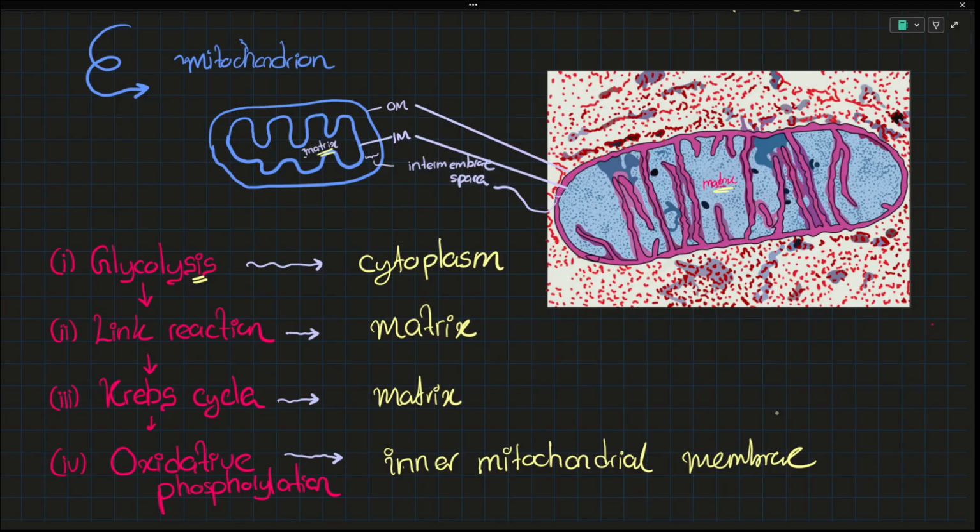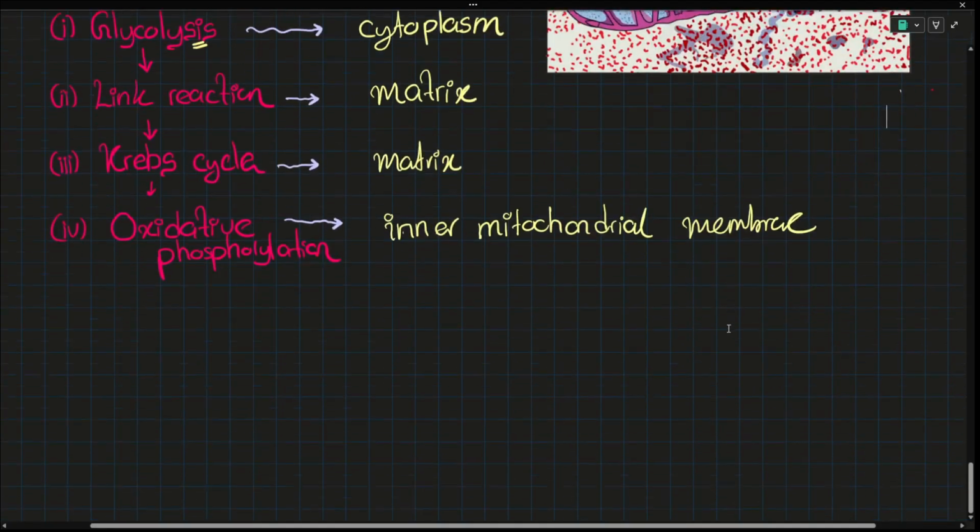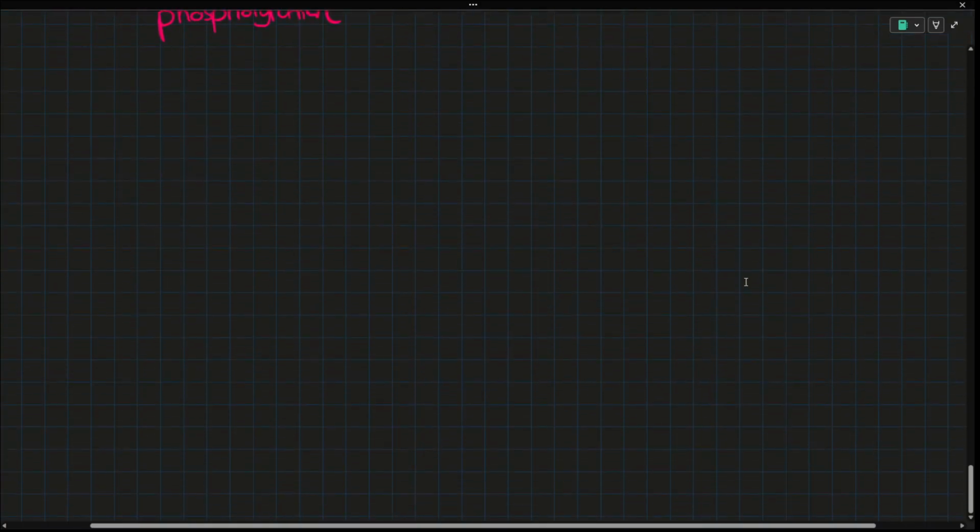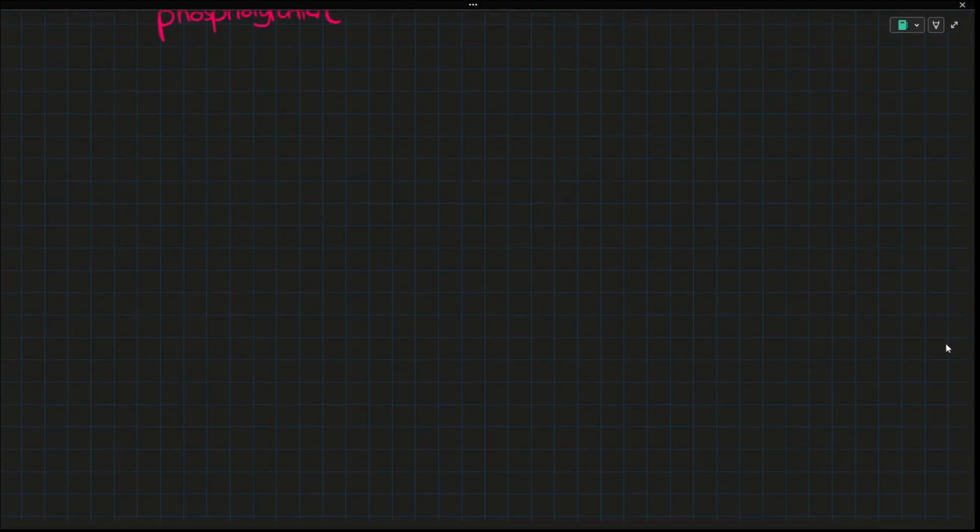Rough sketch, four reactions. The first one is occurring in the cytoplasm. Link reaction and Krebs cycle are both occurring in the mitochondrial matrix, this liquid suspension in the middle. And then onwards from the matrix, everything is moved to the inner mitochondrial membrane for oxidative phosphorylation to take place and the final ATP to be produced. With that, now we are more than ready to actually talk about all four of these stages in more detail.